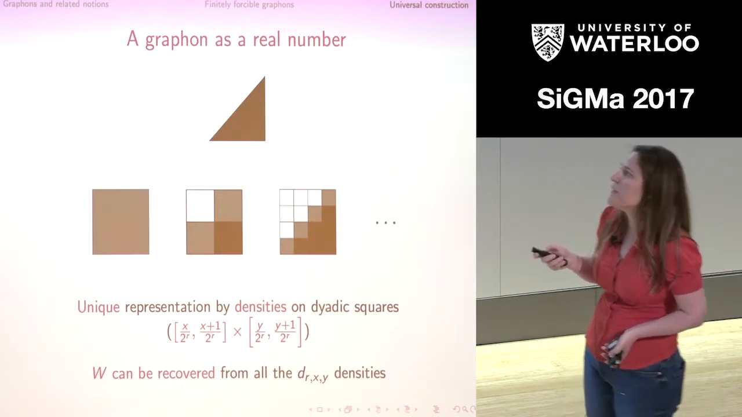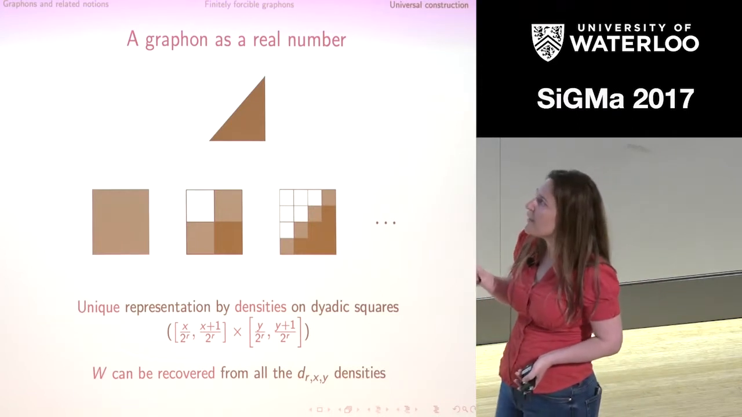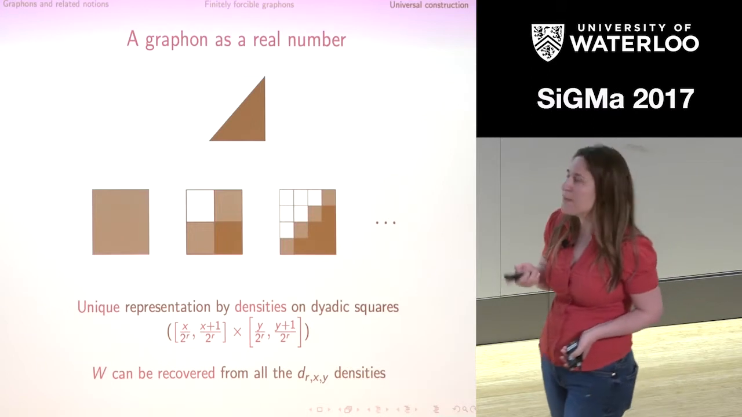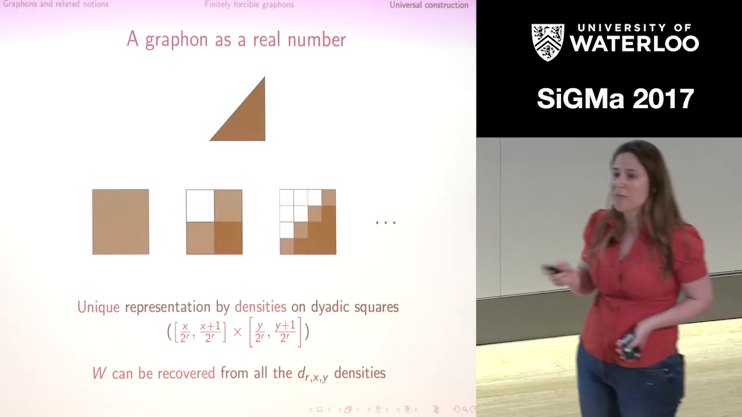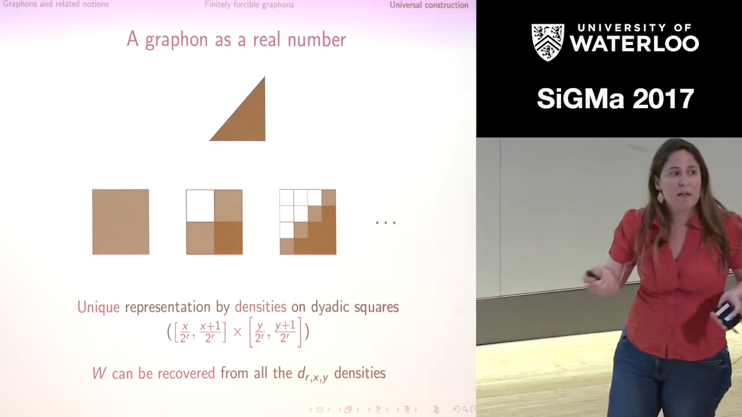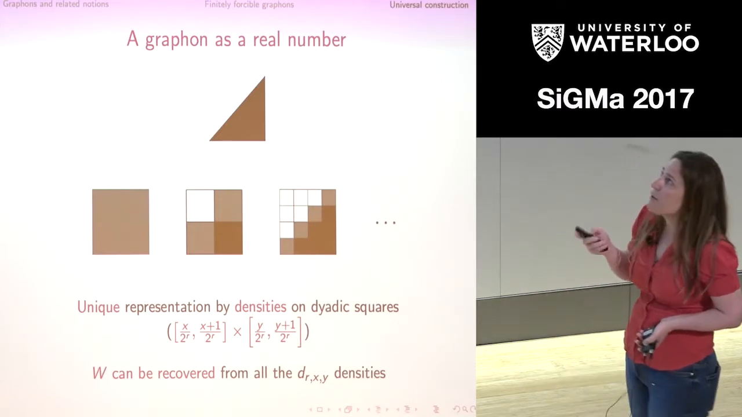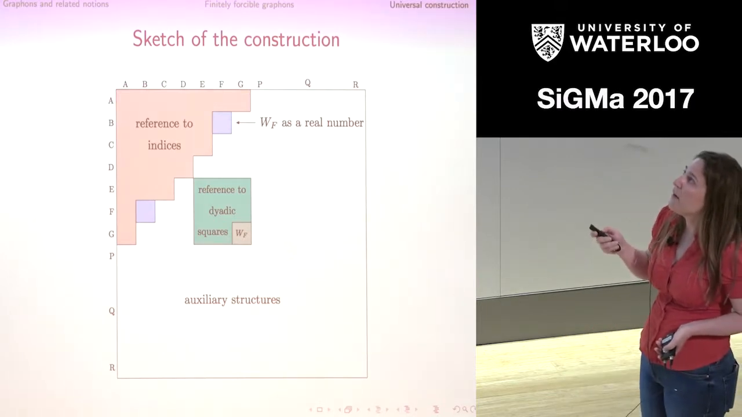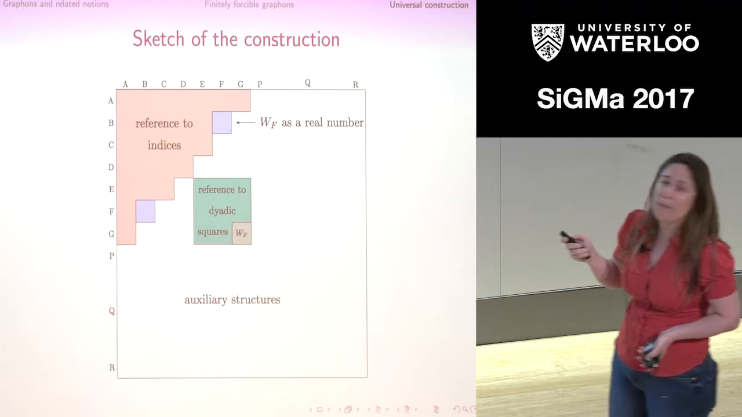It's not difficult to see that once you have all these densities, you can recover the graphome from them. Since it's a countable number of densities, and they can be represented in a countable way, you can construct a real number that represents these densities. And our result is that we encode the graphome that we want to force as a real number here.